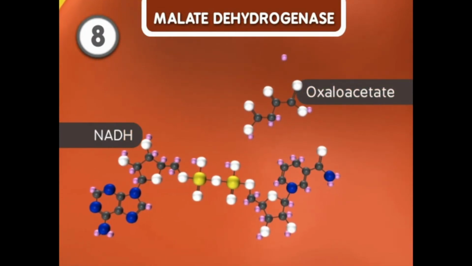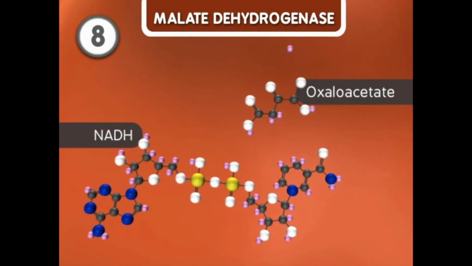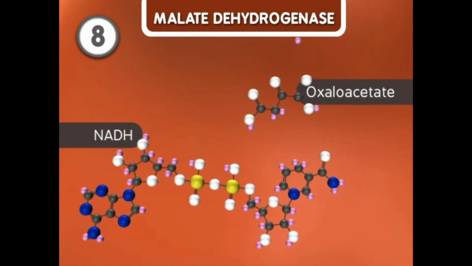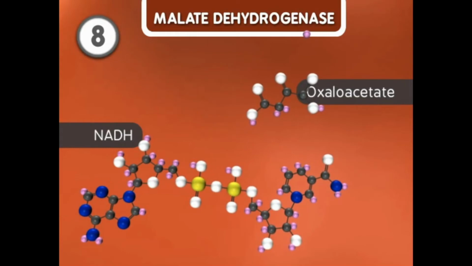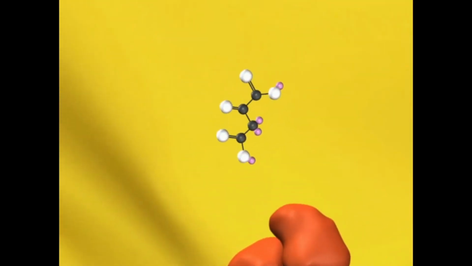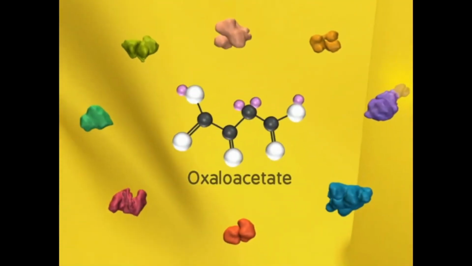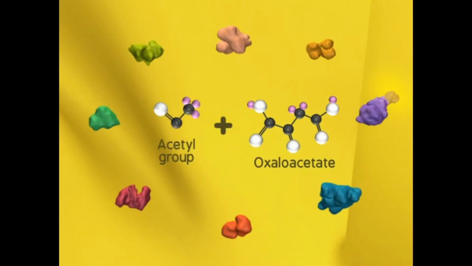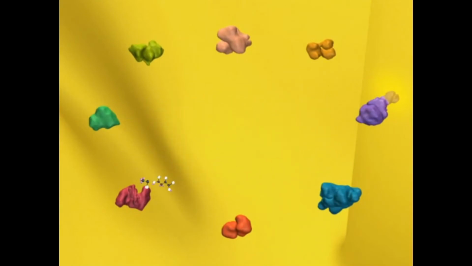Like all steps involving a dehydrogenase, a coenzyme is produced. Here it is a NADH. The oxaloacetate that was generated through the citric acid cycle is now ready to join another acetyl group and begin the cycle a second time.